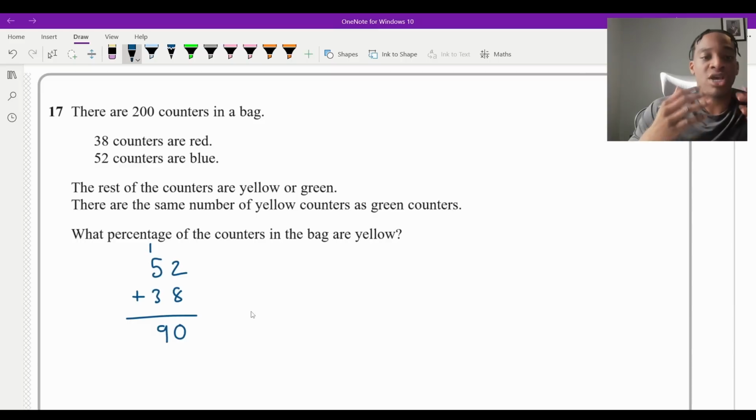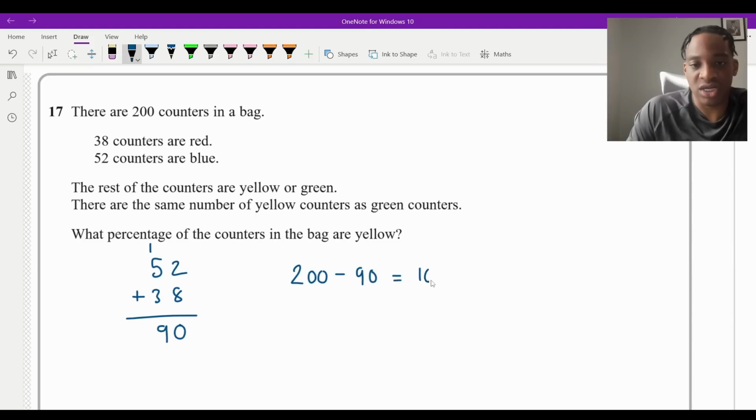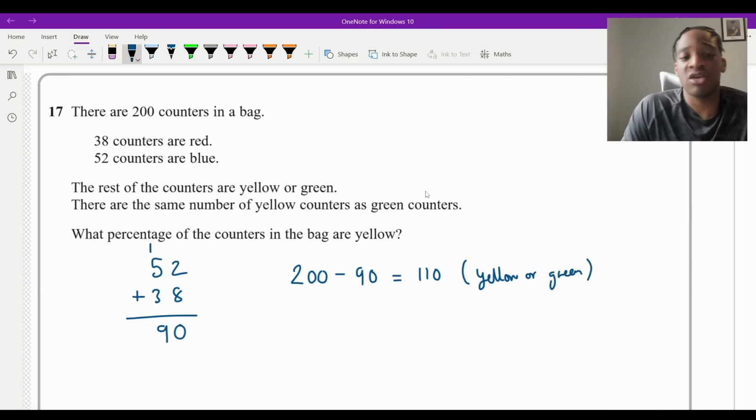To figure out how many yellow and green counters there are, I'm just going to take that away from 200, aren't I? So I'm going to do 200 take away 90, which is just 110, isn't it? Sorry, 110. And this is going to be yellow or green. Now, they've also told us that there are the same number of yellow counters as there are green counters. So to figure out how many yellow counters there are, we're just going to divide it by 2 because there's an even amount. So all we're going to do is just do 110 divided by 2.